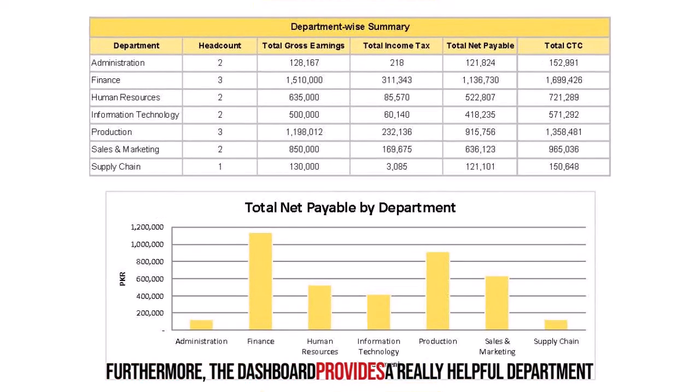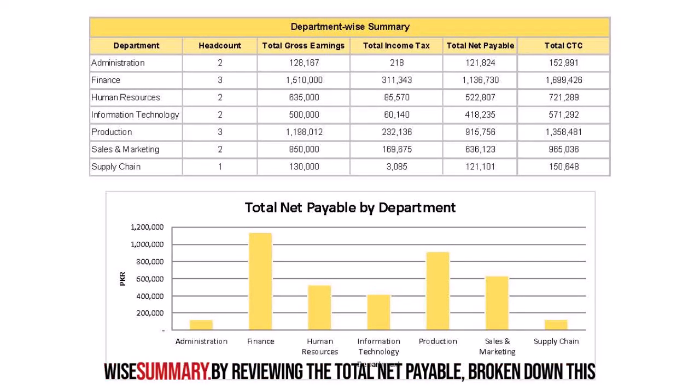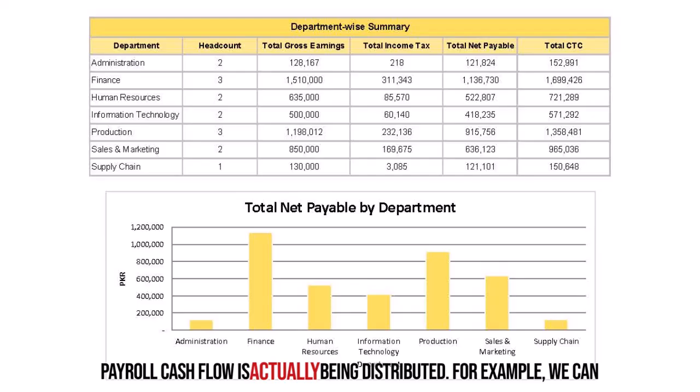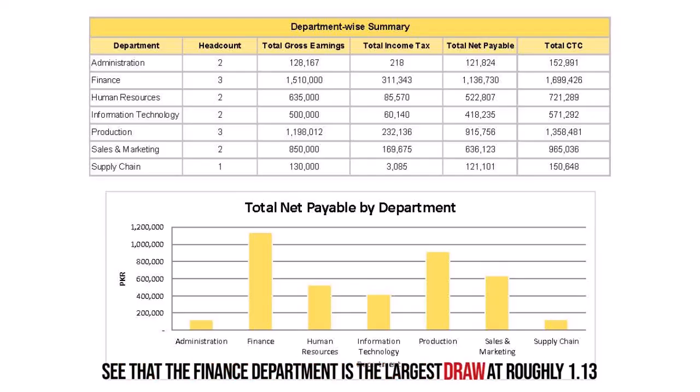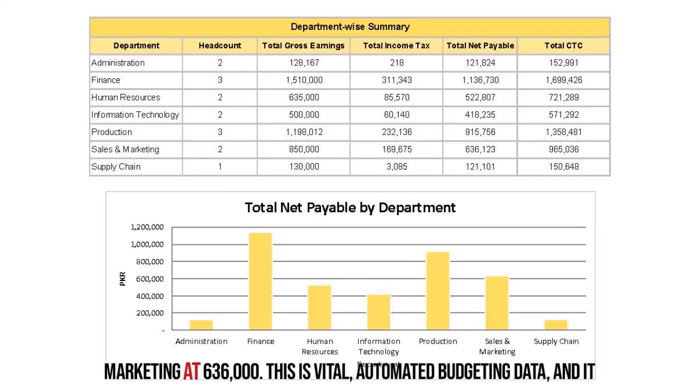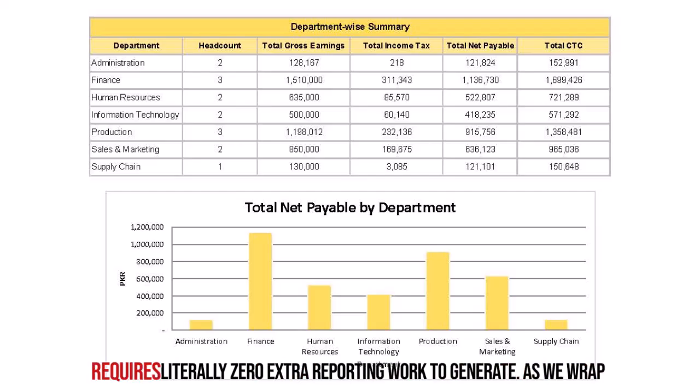Furthermore, the dashboard provides a really helpful department-wise summary. By reviewing the total net payable broken down this way, management gets instant insight into where their primary payroll cash flow is actually being distributed. For example, we can see that the finance department is the largest draw at roughly 1.13 million PKR, followed by production at 915,000 and sales and marketing at 636,000. This is vital, automated budgeting data, and it requires literally zero extra reporting work to generate.